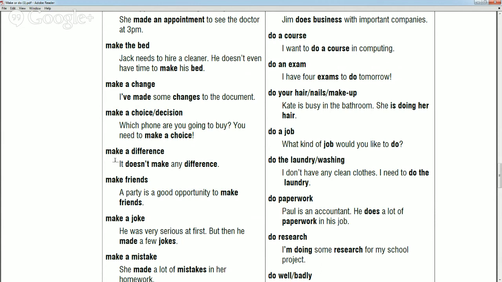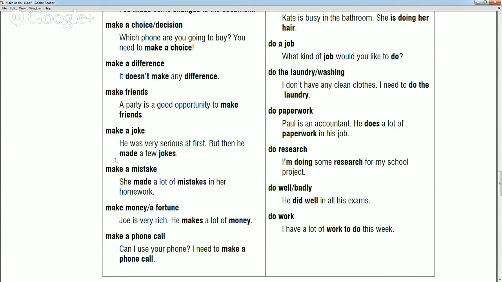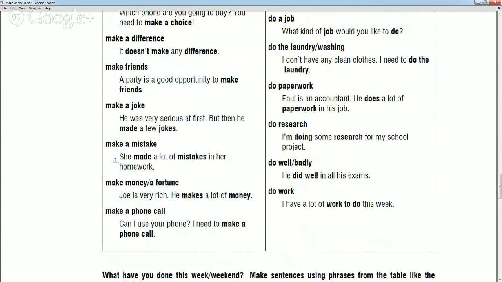Make friends. Perla, can you read that? A party is a good opportunity to make friends. So is English class, don't you think? So, okay, make a joke. He was very serious at first, but then he made a few jokes. And hopefully people laughed. It's really frustrating when you make a joke and then no one laughs because no one thinks you're funny.